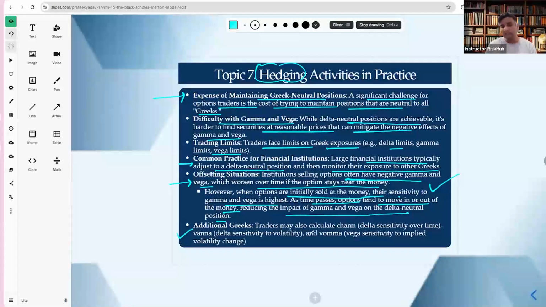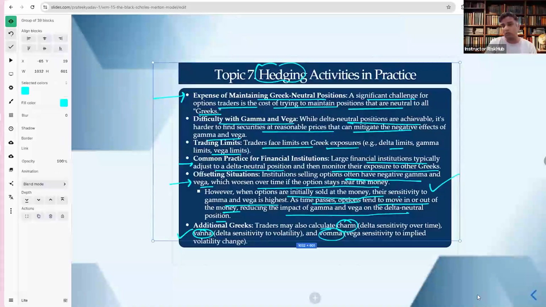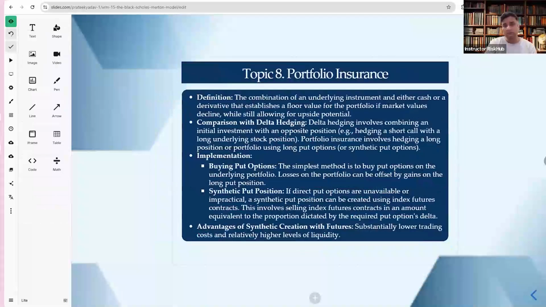Right? Additional Greeks: a trader may also calculate charm, which I told you. I showed you second-order Greeks, Vanna, second-order Greek Volga, second-order Greek. I showed you that there are many other Greeks in the image. You can go through them, but they will never come in the exam.